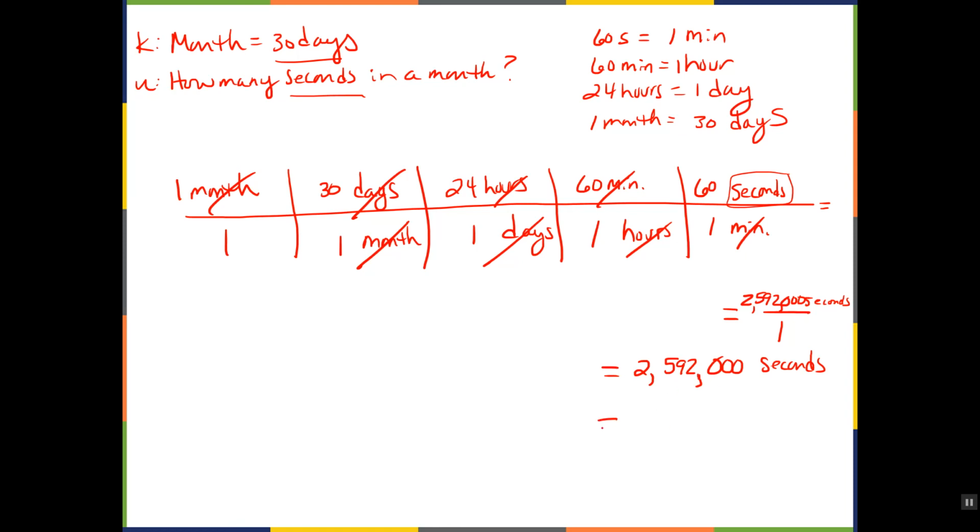Now we wouldn't leave this like this. We'd put it in scientific notation, right? So we go 2.592 times 10 to the, and you moved your decimal essentially 6 places, so it'd be 10 to the 6th. Okay. So that'd be 1, 2, 3, 4, 5, 6. So we're just backing it out. 2.592 times 10 to the 6 seconds is your answer. Okay, in a month, you have 2,592,000 seconds. Quite a bit.